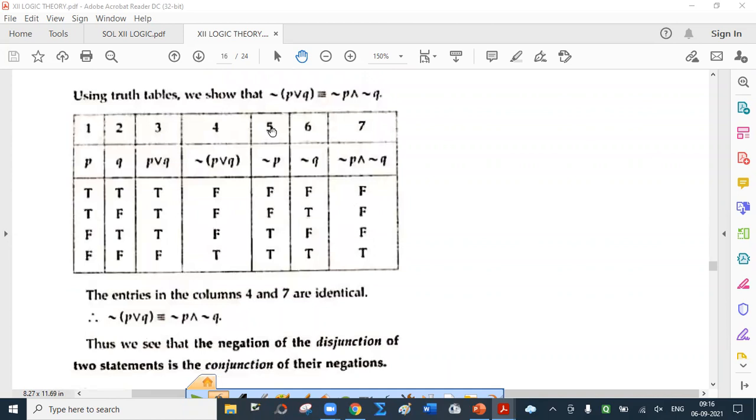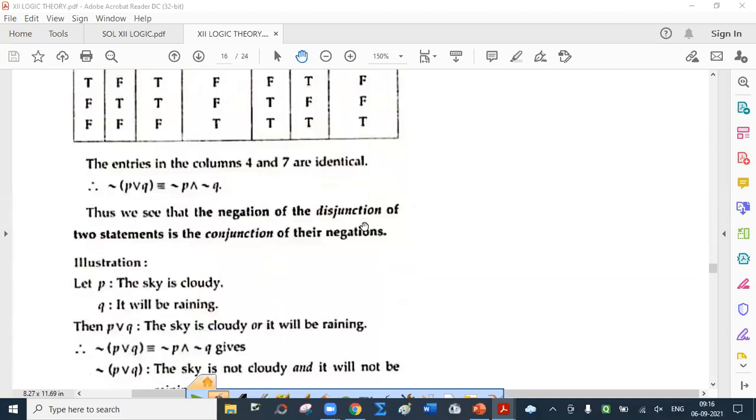See, the entries in columns 4 and 7 are identical. So they are logically equivalent. That is, the negation of disjunction is what? The conjunction of their negations. This is again a De Morgan law. I have already uploaded this file.